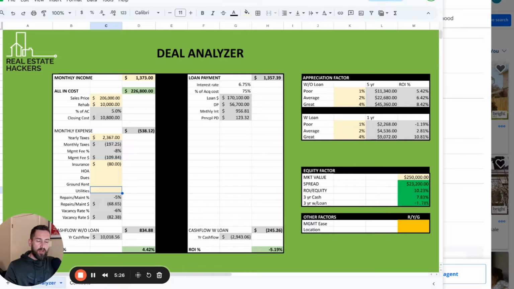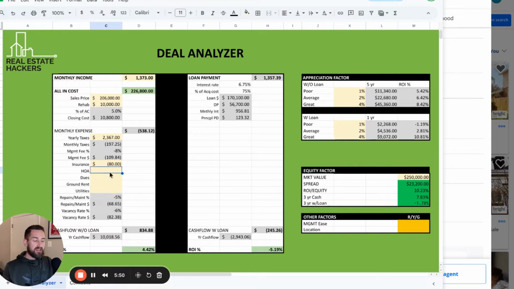If you have an HOA, you'd put that over here. Ground rent, if you're paying water. So if this is a multifamily building, you might have to pay maybe public utilities, electrical for the public service, the hallways, and you might also have to pay water. You might bill that back to the tenants, but that's what you'd put in utilities.